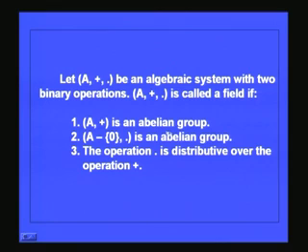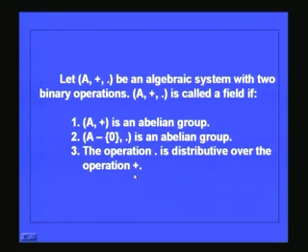If (A, +) is an abelian group with 0 as the additive identity, then (A minus 0, ·) is an abelian group. The operation dot is distributive over the operation plus. If these three conditions are satisfied, it is called a field.